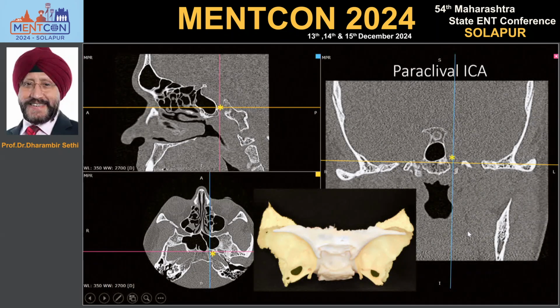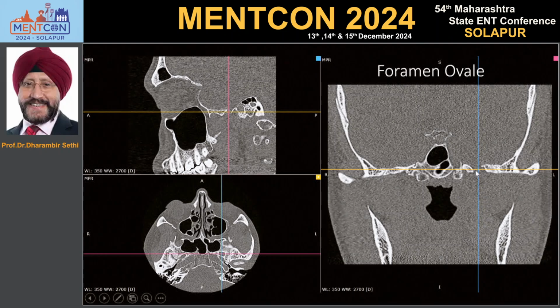On the lateral wall of the sphenoid sinus is the cavernous sinus, and this paraclival internal carotid artery right here. That's the foramen lacerum, and that's the carotid artery coming up here, going into the cavernous sinus. So this is the foramen ovale, and the mandibular nerve, or V3, passes through it along with other structures like an accessory meningeal vein and sometimes a lesser petrosal nerve. It is a very large foramen. You can see it identified in all three different planes.